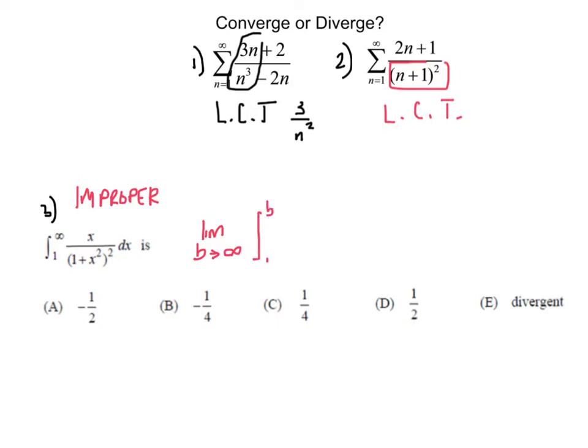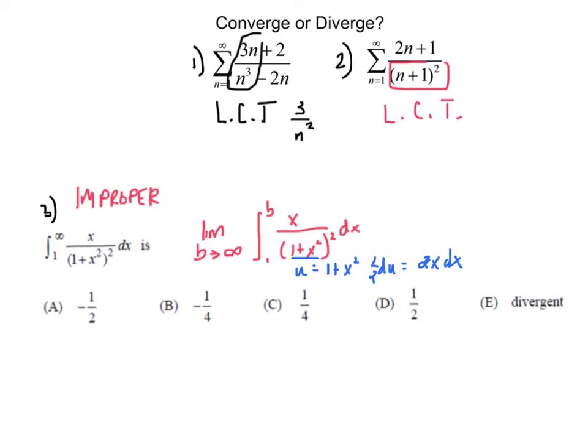Now, because it's a fraction, I wouldn't use integration by parts, and it's not really factorable, so I would maybe look to use substitution. Maybe think about making u equal to 1 plus x squared, so du would be 2x dx, so dividing by 2 maybe takes this out. And then do the integral that way.